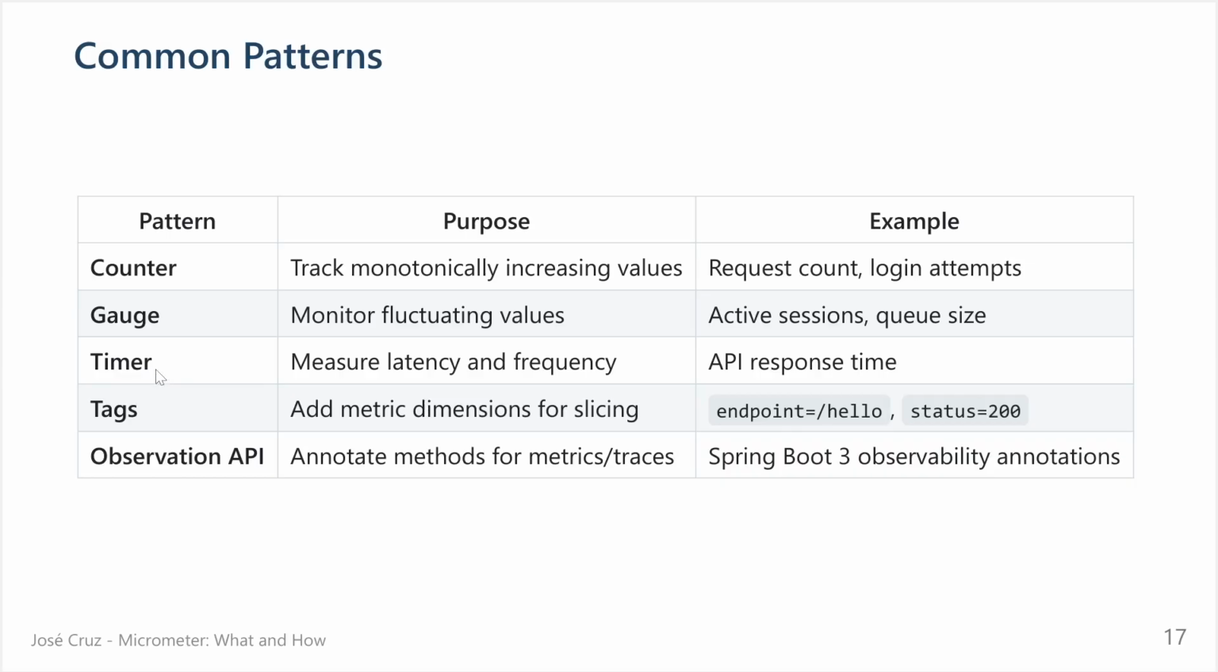Of course, you also have the timer, like an API response timer. It's quite good to understand if the system is degrading, because you can see if the difference between the min and max of the time, or the duration, is becoming larger and larger, and then you start to wonder, maybe the system is degrading. You can also add tags, as I said previously, like endpoint, status. And we have the Observation API, where you can annotate methods, and I'll show you an example in a moment, after Spring Boot 3.